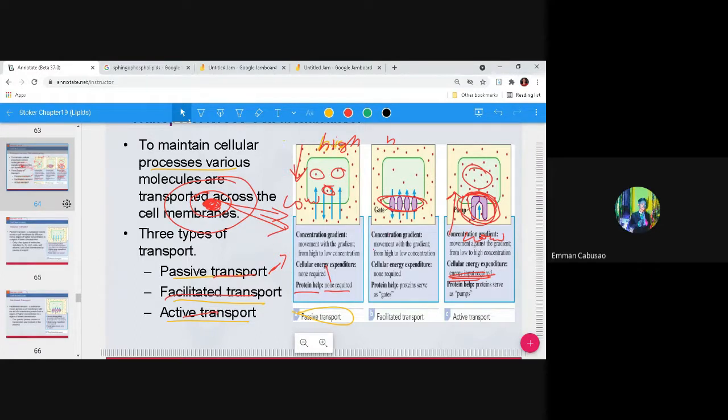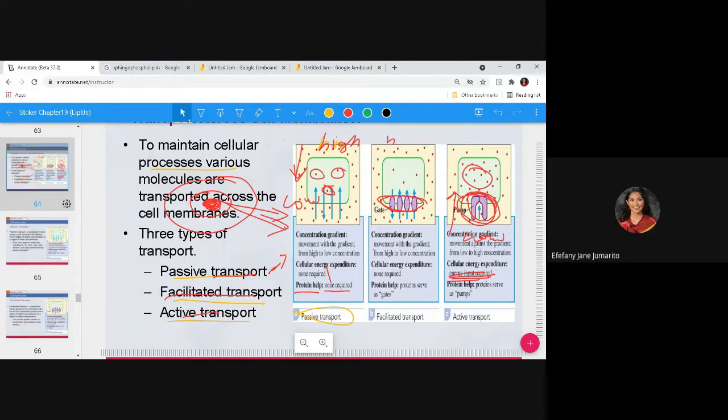Both of them need proteins, ma'am. But what is the work of the protein in facilitated transport? In facilitated transport, ma'am, the proteins serve as gates. Then in active transport, the proteins are pumps.